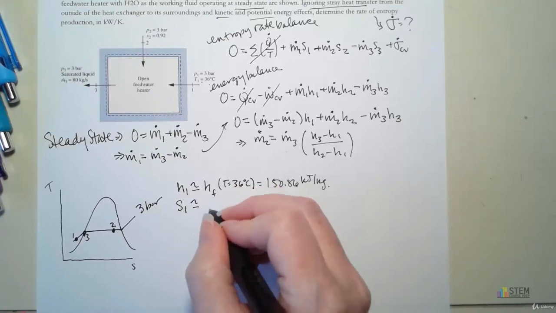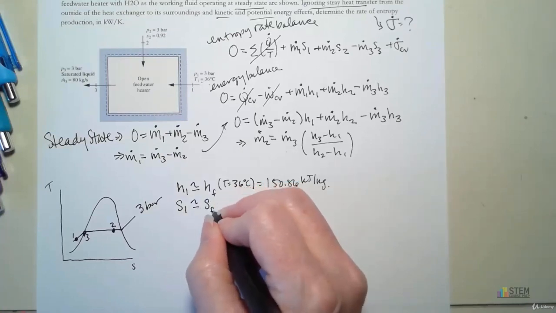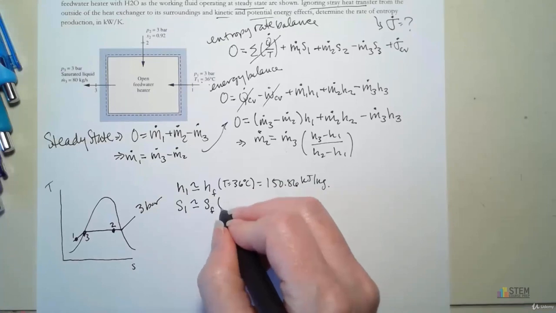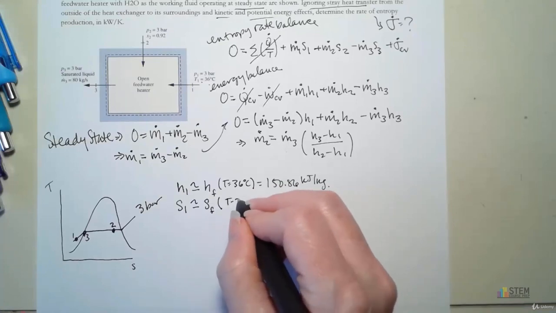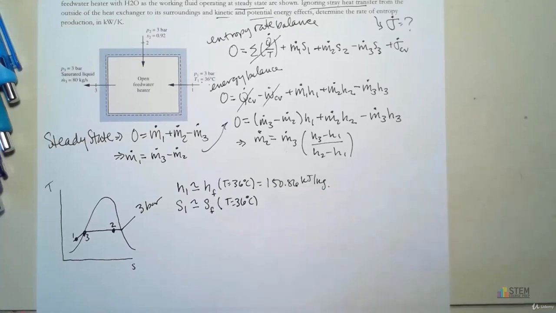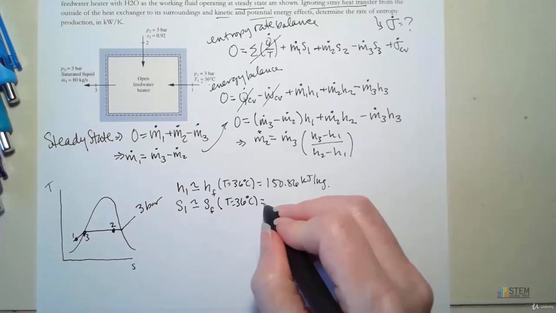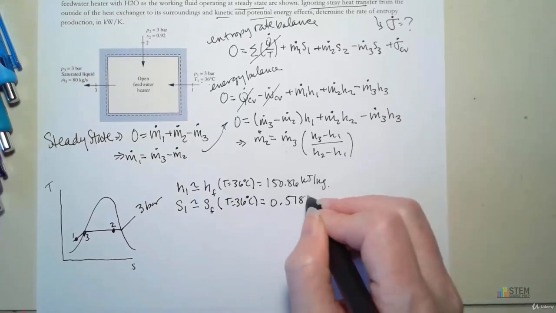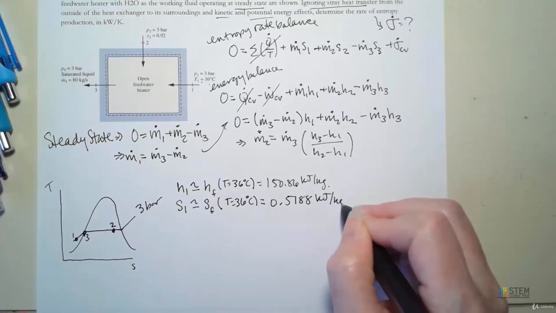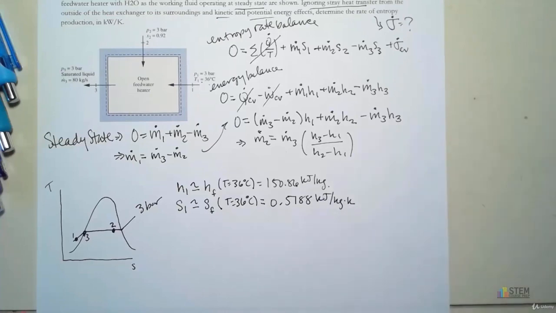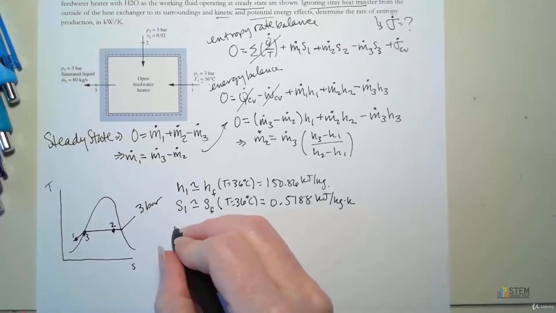For s1, you'll make this same assumption. We'll say that that is equivalent to the entropy at the liquid point at that same 36 degrees Celsius. That value is going to be 0.5188 kilojoules per kilogram Kelvin. State 2, in here we have to find the exact value, because the value right here at this point is not given in the table. We only have the values here and here. We're going to use our equation to do that.